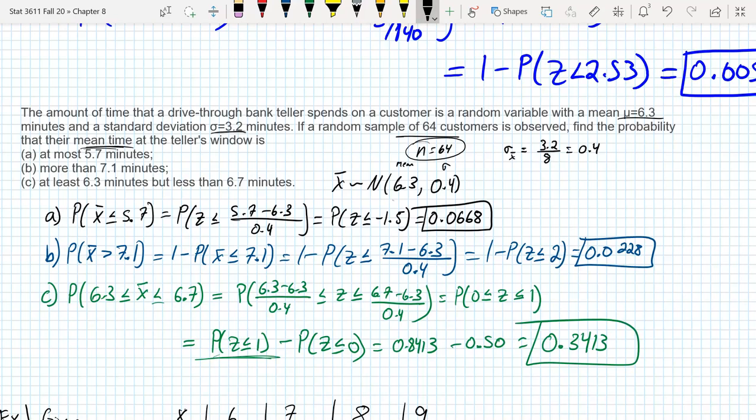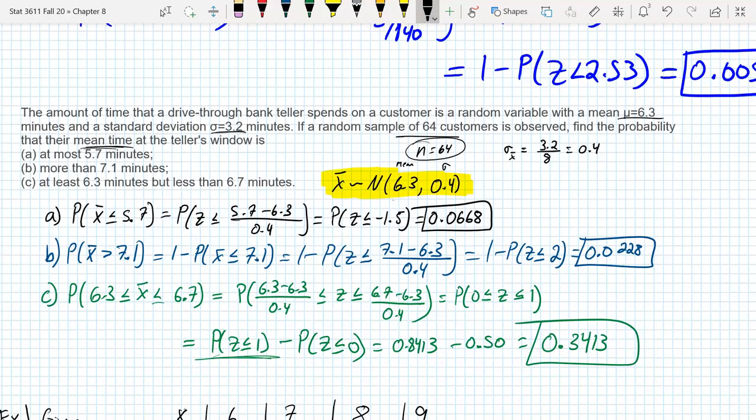Again, so much of this really relied on us just setting up the distribution of x bar. The mean of x bar is equal to the mean of the population, according to the central limit theorem, and then the standard deviation of x bar is sigma over square root of n. Once you have that, then these become ordinary area under the normal curve questions.